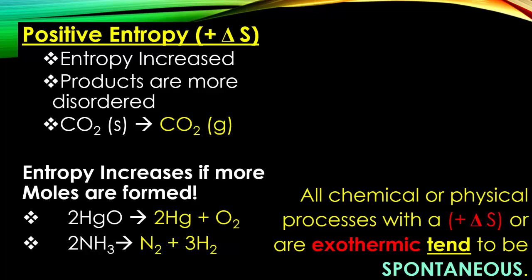Entropy increases if more moles are also being formed. If you look at the left side of the first equation of mercury oxide, you only have 2 moles of it. But on the right-hand side, when they decompose, you have 2 moles of mercury and 1 mole of oxygen. Thus, you have a 2 to 3 mole ratio. You have more moles as a product. Same thing goes for the 2 moles of ammonia. When the 2 moles of ammonia break apart into 1 mole of nitrogen and 3 moles of hydrogen, you have 2 moles to 4 moles. You have 4 moles as a product, which is more than what you started with.